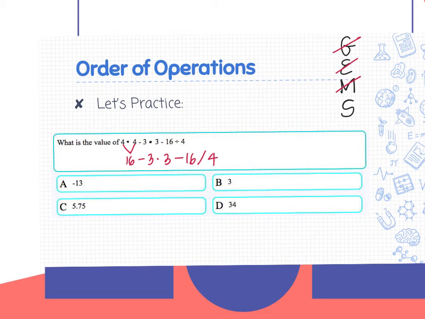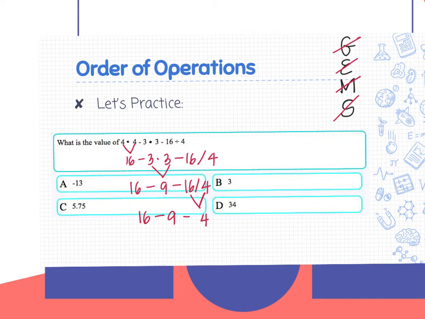So we still have multiplication and division. So here's multiplication as we move left to right. 3 times 3 is 9. And then bring down everything else that we didn't use. 16 minus 9 minus 16 divided by 4. And we still have multiplication and division. So right here, 16 divided by 4 is 4. And then bring down everything we didn't use.